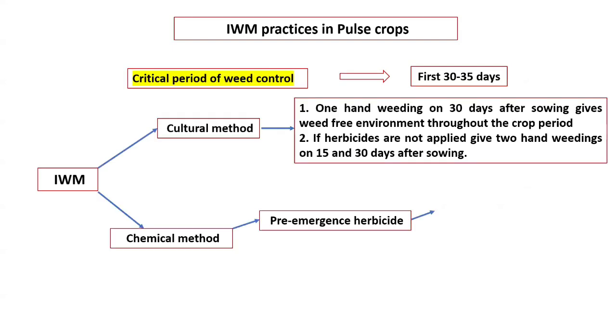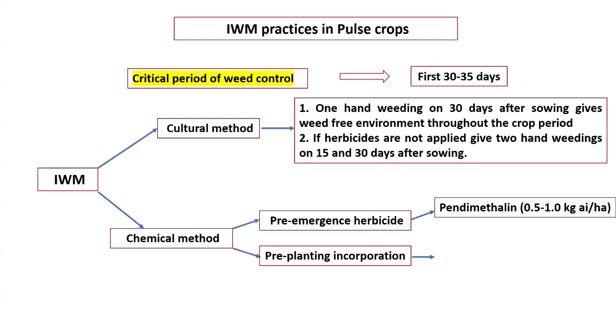So in the case of pulse crops, one thing is that pulse crops grow fast compared to cereal crops. That's why the critical period is much shorter compared to cereal crops. But for the first 35 days we need to keep the field weed free. So how can we achieve weed free conditions through integrated weed management? In this case, we can go for hand weeding.